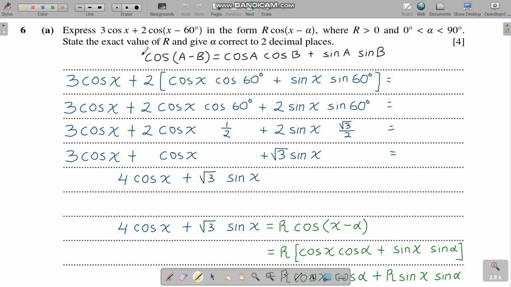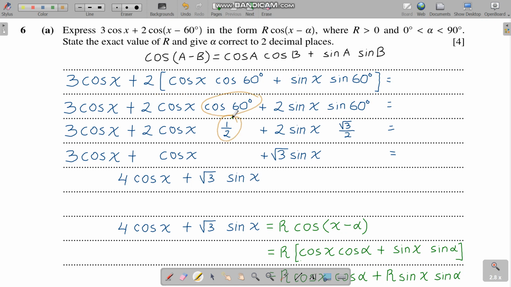So first of all, we have this MF19 formula. We have to use this for cos(x minus 60 degrees). So the A is x, the B is 60 degrees. We have cos plus sine. Make sure you use the formula correctly. It is plus, not minus, and you multiply by 2, and then use a calculator.